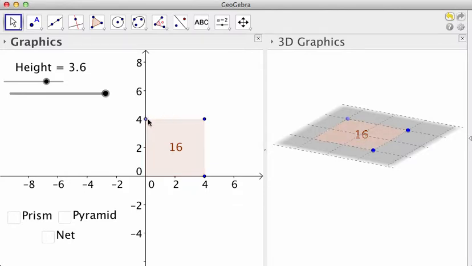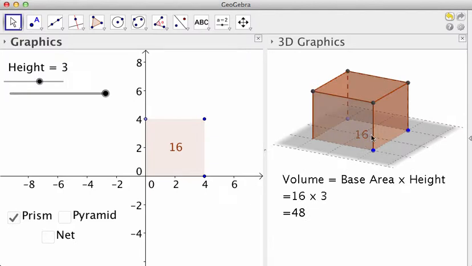Suppose we start with a square polygon, or a square. This case has side lengths 4 by 4. And suppose we build a prism on top of that. Let's set the height at 3. So now we have this figure over here.